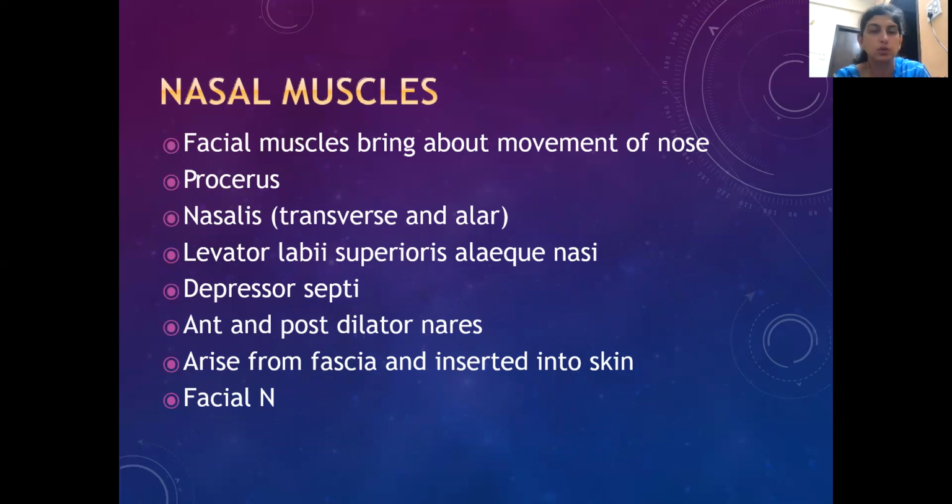The muscles of the nose. It is the facial muscles which bring about movement of the nose. Procerus, that is one of the major muscle. The other muscles are nasalis, which has got transverse part and alar part, levator labii superioris, depressor septi, anterior and posterior dilator nares. These muscles, they arise from the fascia and get inserted into the skin, and they have got supply from the seventh cranial nerve, that is the facial nerve.